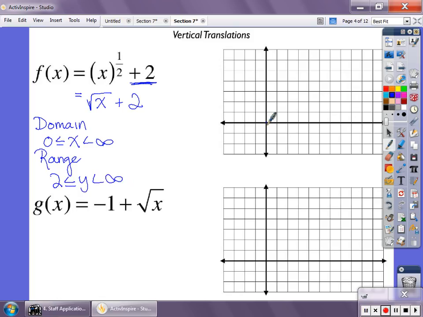So again, when we plot here, typically the anchor point starts at 0, 0, but because of this plus 2, that gets shifted up 2 units. And then we draw our other points based on that. Over 1, up 1, over 4, up 2, and over 9, 5, 6, 7, 8, 9, up 1, 2, 3.